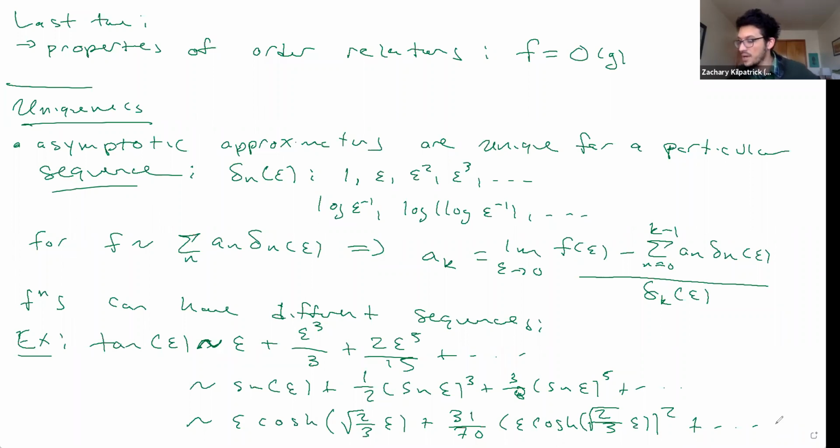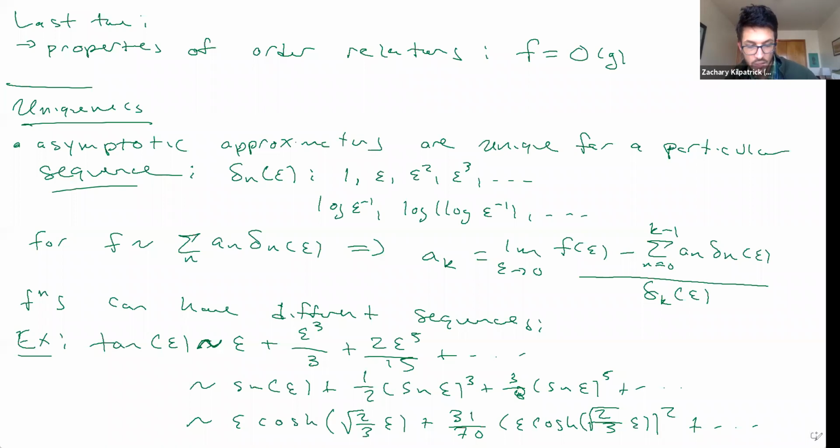But the point is, notice that tan of epsilon does not have a unique asymptotic expansion in the sense that there's only one particular sequence you can use. There are typically myriad sequences that you could use, but when you pick a particular sequence, epsilon to the 0, epsilon, epsilon squared, epsilon cubed, the coefficients will be the same. It's unique up to its sequence.